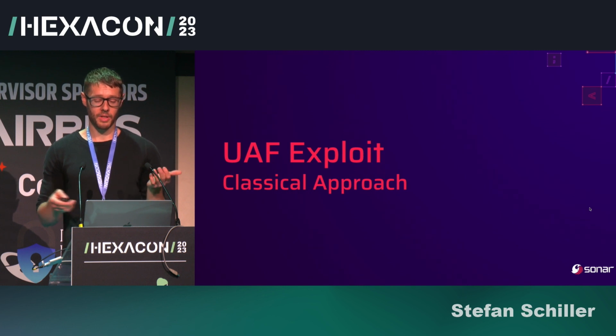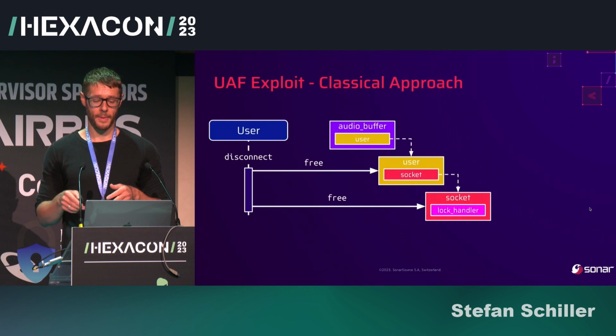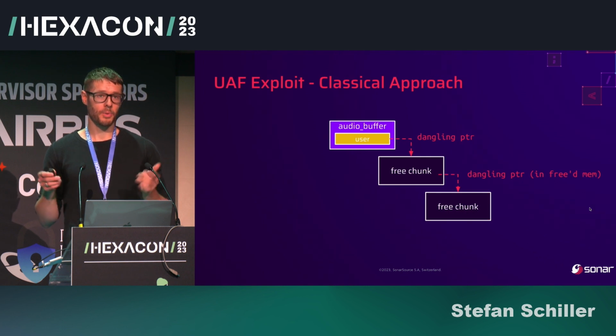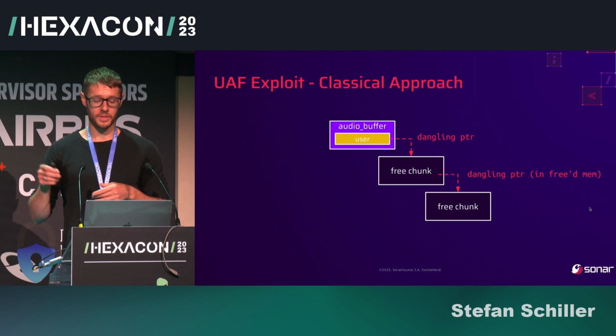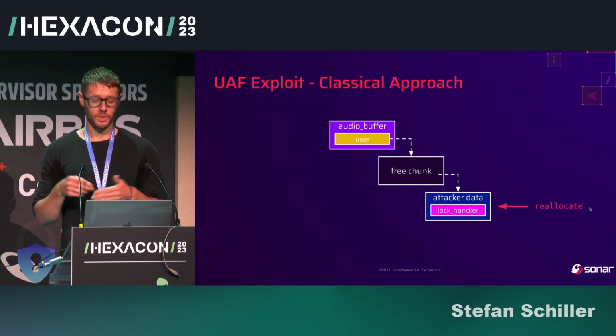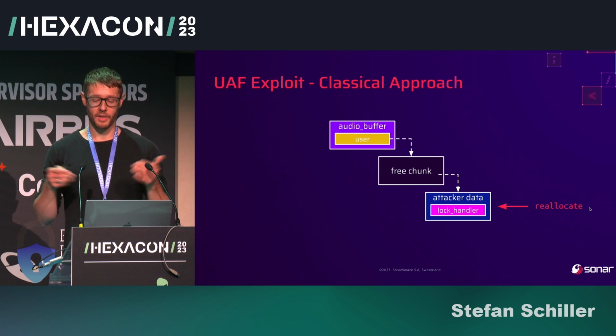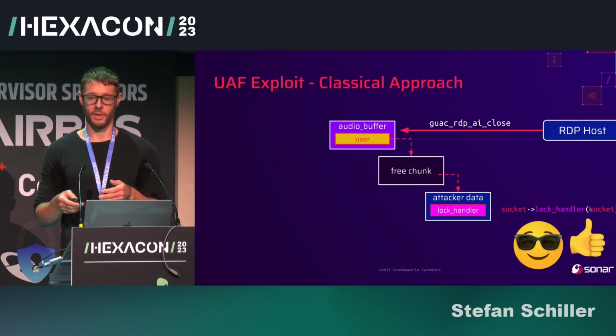Let's start by having a look at how such a use after free vulnerability is usually exploited. Once the user disconnects, the socket and the user are freed. At this point, we have two dangling pointers. The first one is the user pointer in the audio buffer, and the second one is the socket pointer of the already freed user. So the most straightforward approach is to reallocate the freed socket and populate the lock handler function with some address we want to call.